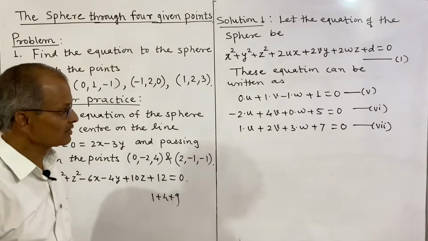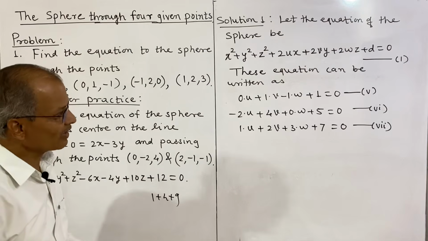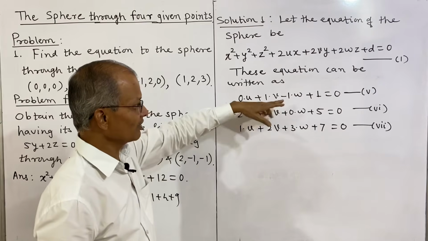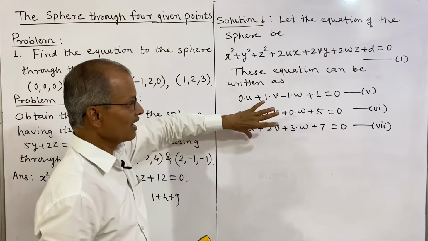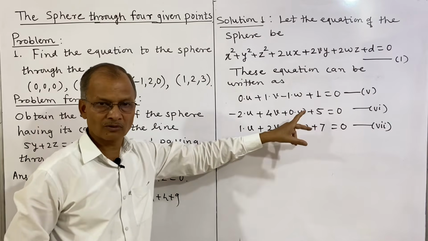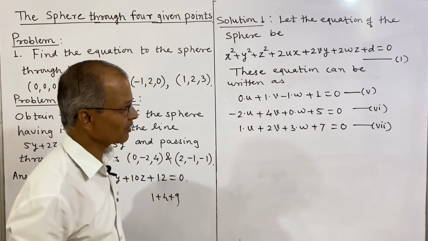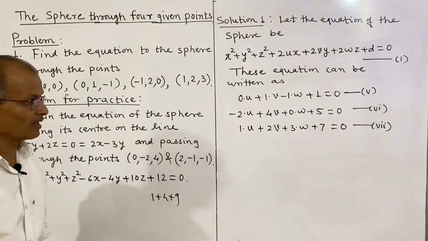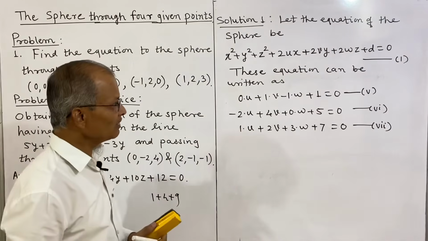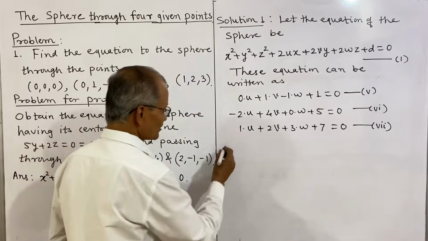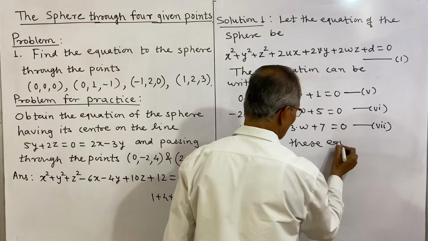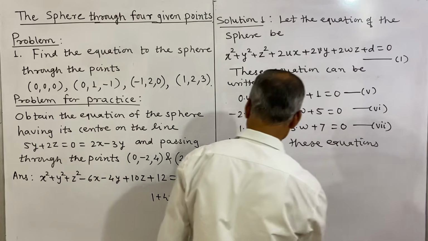D is already known as 0. To solve these equations, we can use the elimination method. That means eliminate any variable w or v or u from these, and then the equations become in terms of two variables, and then solve them as simultaneous equations by the elimination method. That means making their coefficients equal, adding or subtracting them. But we will use Cramer's rule to solve these equations. So we solve these equations by Cramer's rule.